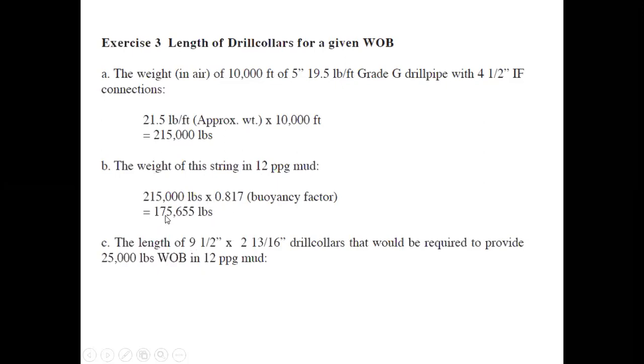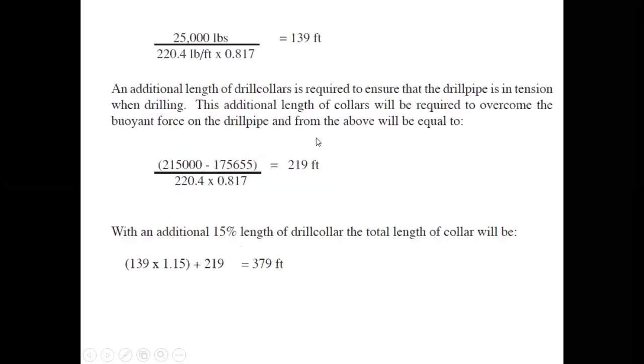Now, based on that, we go and find out how much weight the drill collars need to provide the weight on bit, which is only 25,000 pounds in 12 ppg mud. We are talking about the weight of the drill collar, which is 25,000 pounds. In order to find that, first of all, we need to know how many feet of drill collars are needed. How many drill collars are needed?